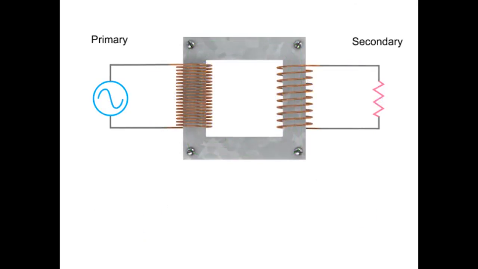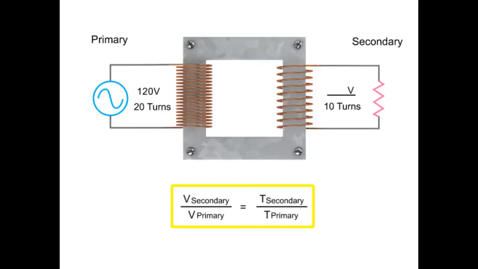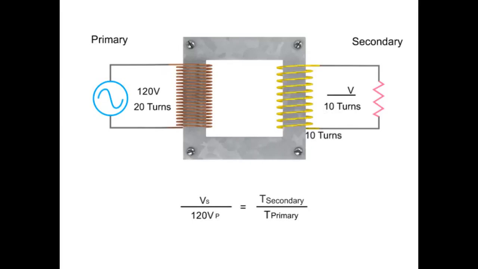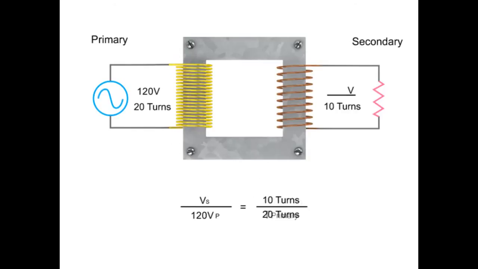If there are fewer coil turns on the secondary than on the primary, this is called a step-down transformer. The resulting voltage in the secondary circuit will be less than the primary. In this example, we have 20 turns on the primary coil and 10 turns on the secondary coil. To determine the decrease in voltage occurring in this step-down transformer, we can use a simple ratio formula. This formula simply states that the secondary voltage to primary voltage ratio is the same as the secondary coil to primary coil turn ratio.